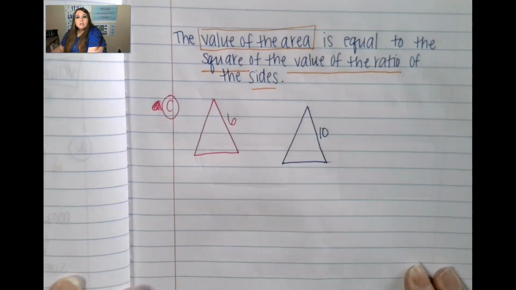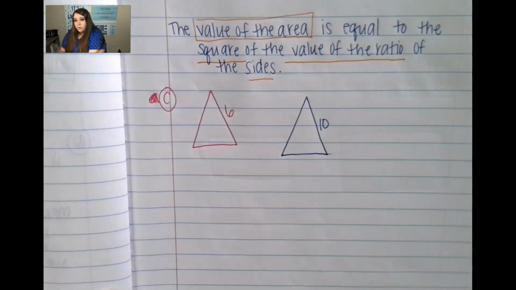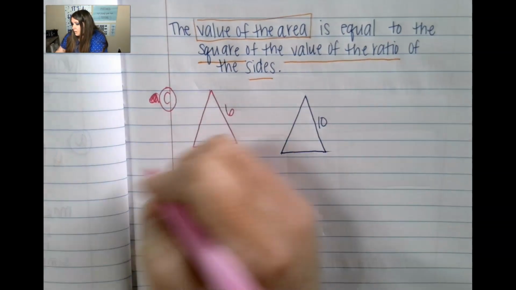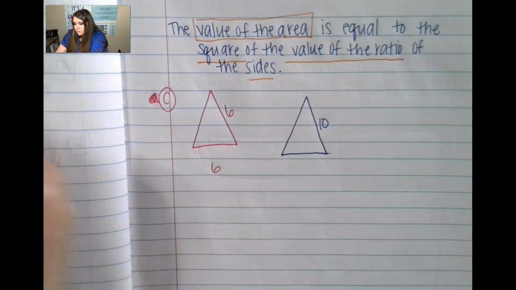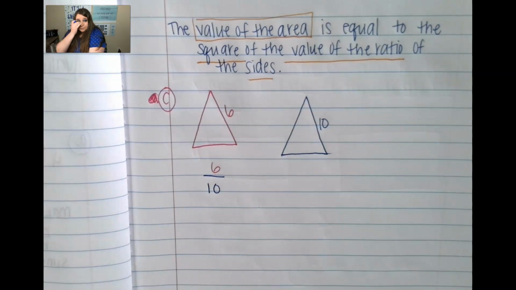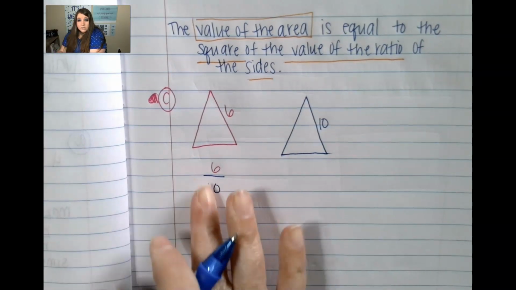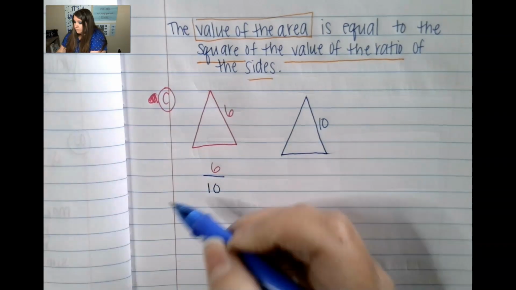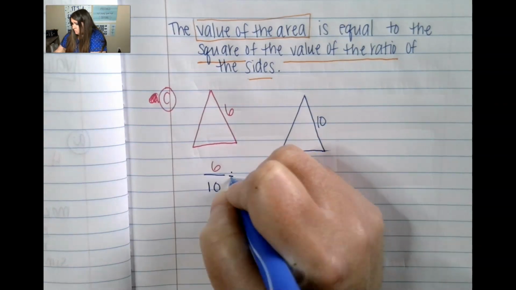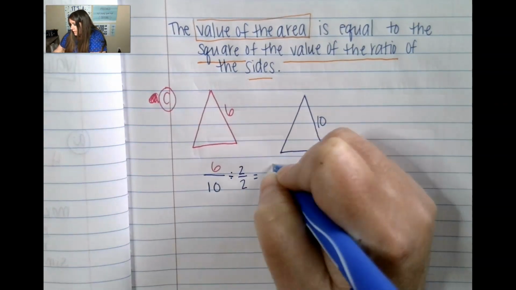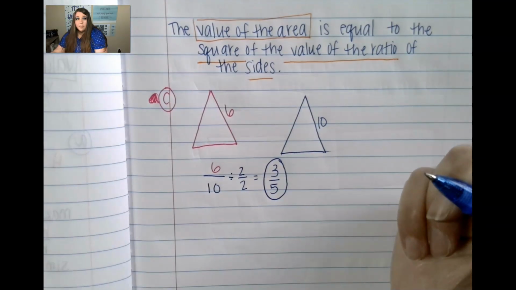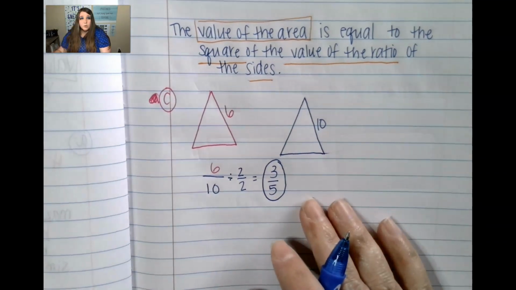So we're going to find the value of the ratio. We're comparing the side and the side, so we're comparing 6 to 10. Now to find the value of the area, we're going to reduce this. We can reduce it by dividing by 2 over 2. That's going to give us 3 over 5. So here's our value of the ratio, just like we did on the front. But now we're going to square this.